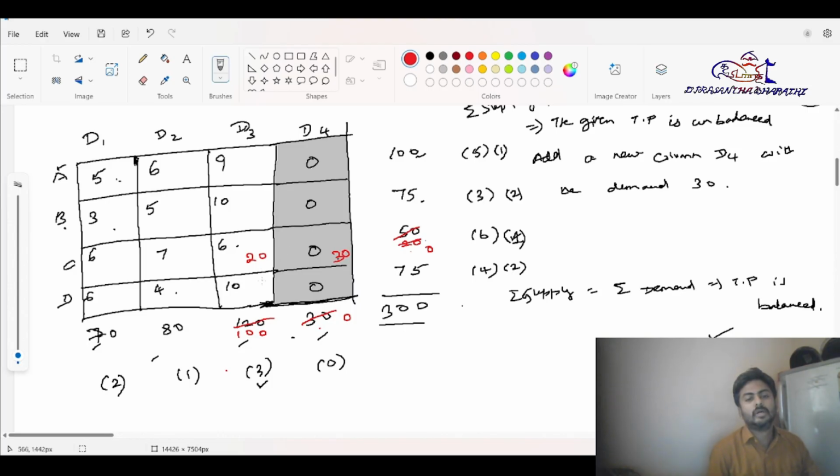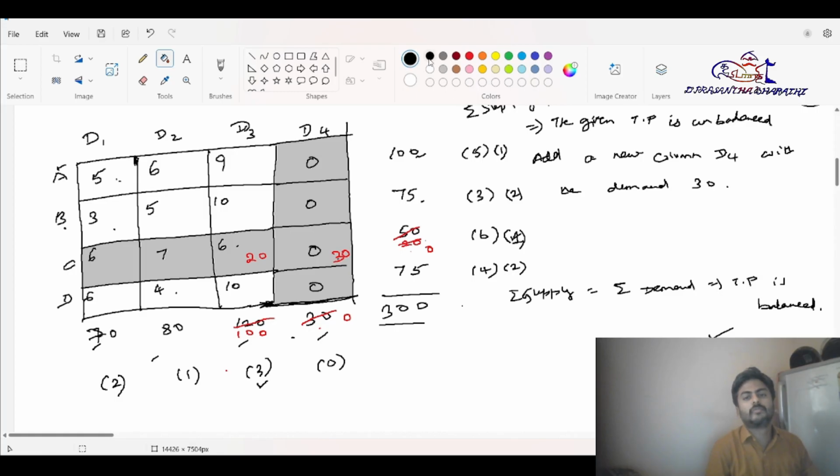Okay, now what is satisfied? This row is satisfied. Since it becomes 0, this row is satisfied, so you have to cancel this row. Now you are having the remaining rows and columns.